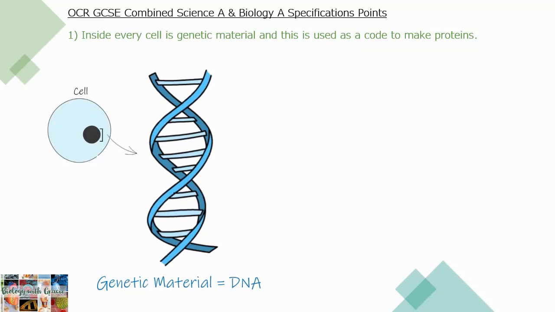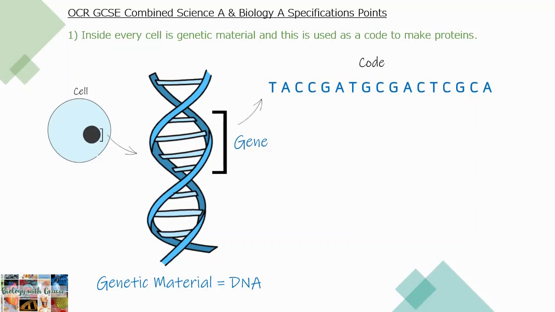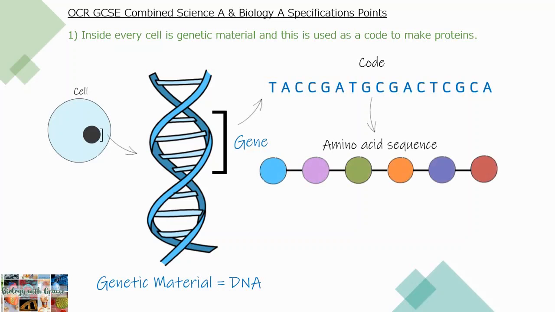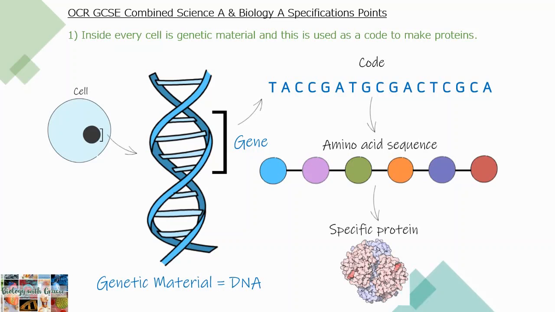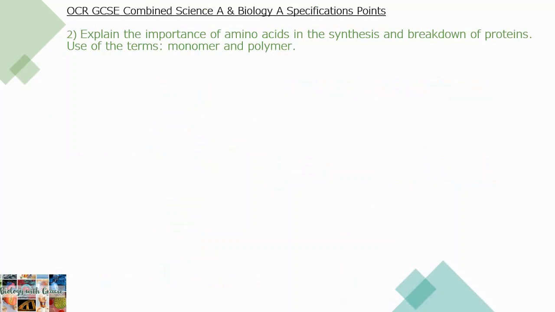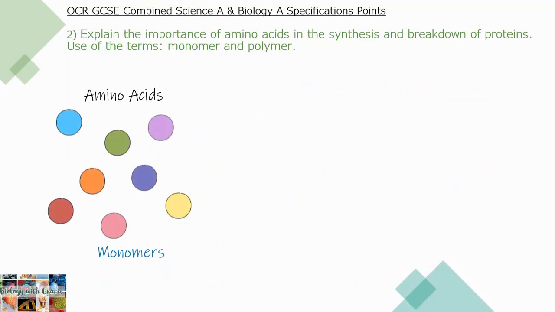For our first point, as you can see here, we have our cell, and within the nucleus of the cell is genetic material known as DNA. And a section of DNA is known as a gene. And this gene contains a code, and it is this code that determines the amino acid sequence which influences the specific protein produced.